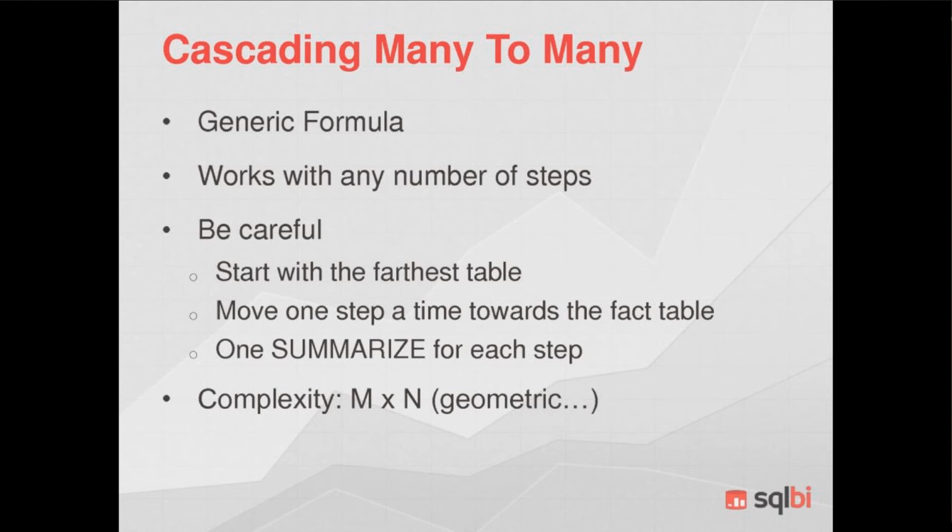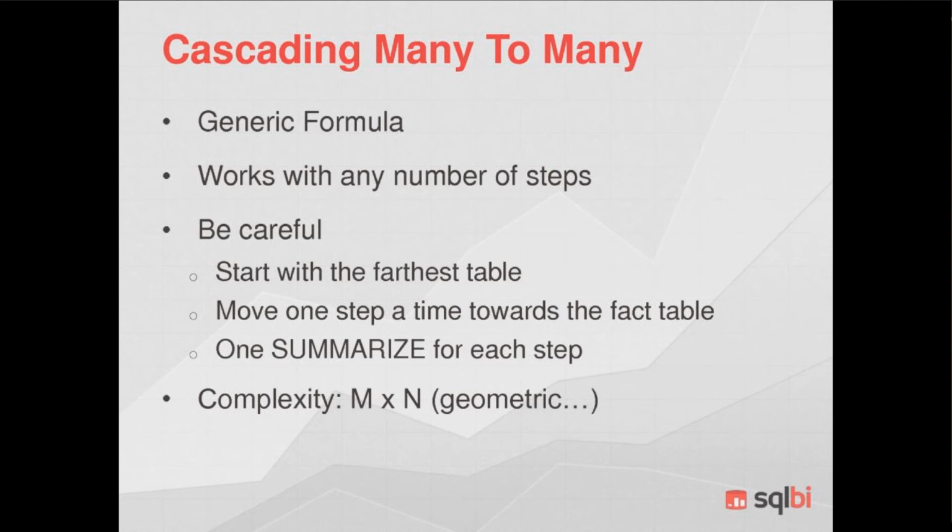Complexity of cascading depends on the sizes, the multiplication of the sizes of each bridge table. So if you have 1 million rows in a bridge table, 1 million rows in the other bridge table, the resulting complexity is 1 million multiplied by 1 million, which is 1 billion, 1 trillion, I don't remember, I don't know. Maybe it's 1 trillion rows, which is a large number. So it's very, very easy to hurt yourself if you start using cascading many-to-many without worrying about performance.